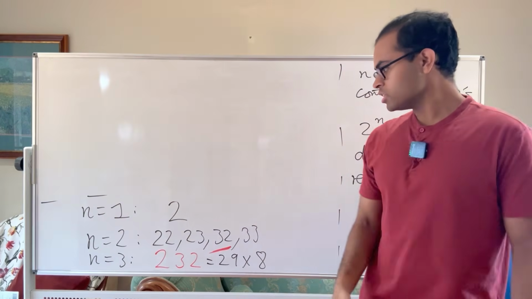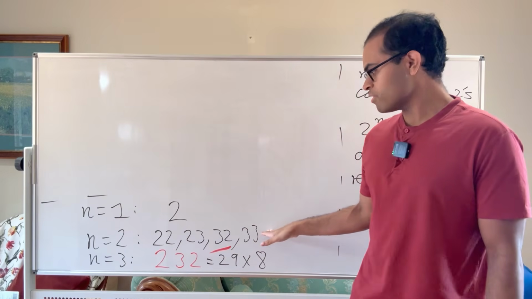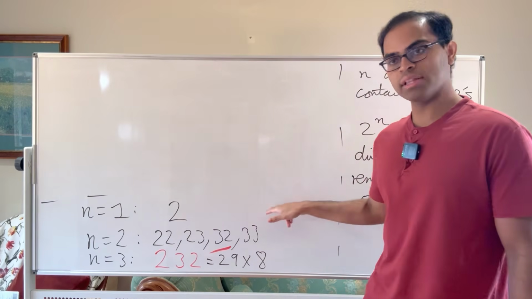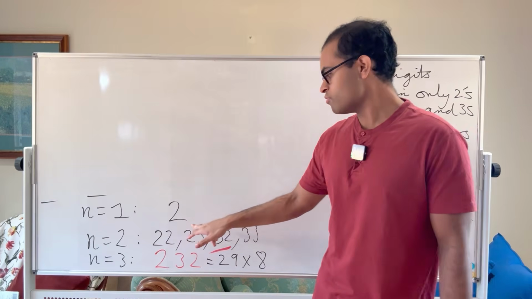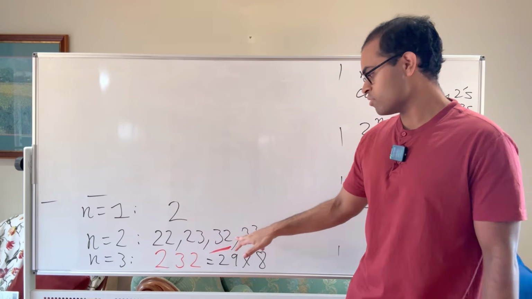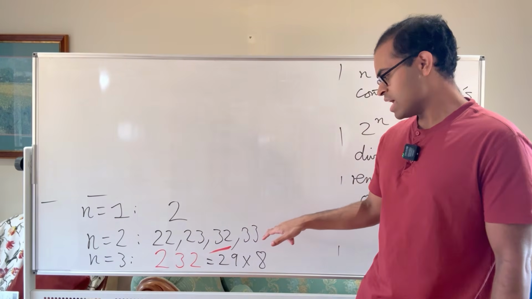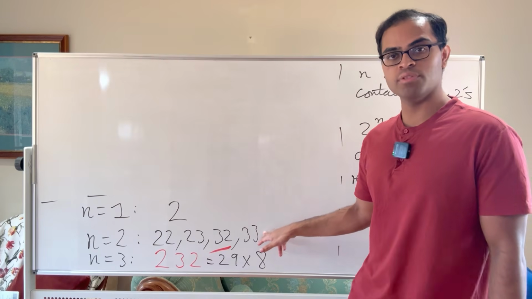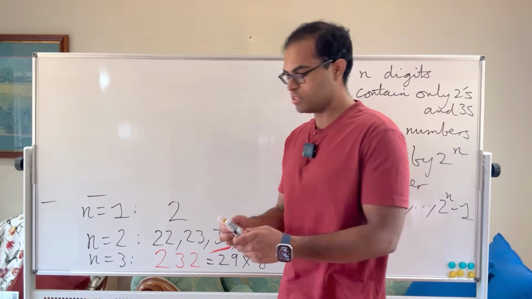As an exercise, you can check, for example, n equals 2, when you're dividing by 4. Every remainder occurs once here. 22 has a remainder of 2 when you divide by 4, 23 has a remainder of 3, 32 has a remainder of 0, and 33 has a remainder of 1 when you divide by 4. So we're going to show this is true for every n, not just n equals 2.